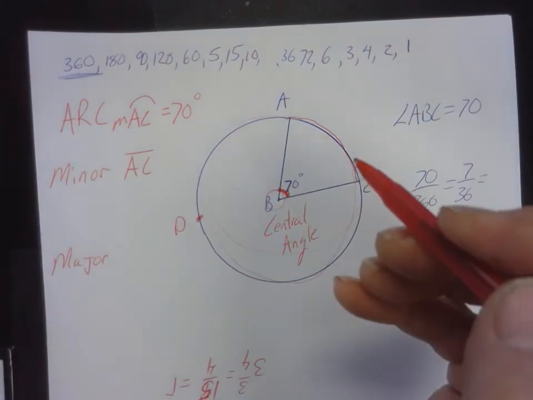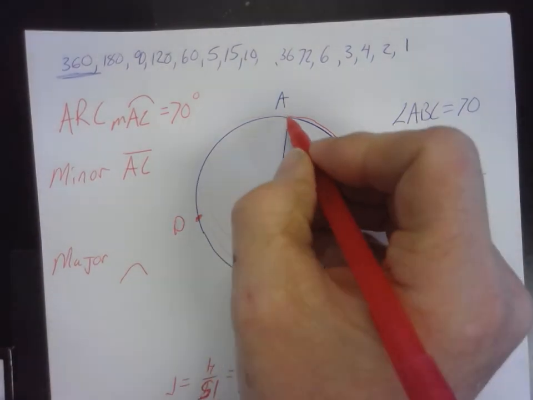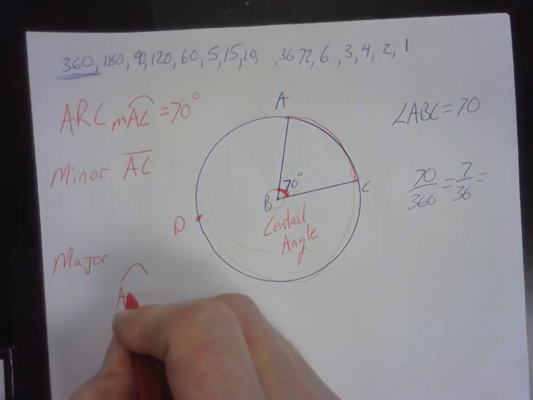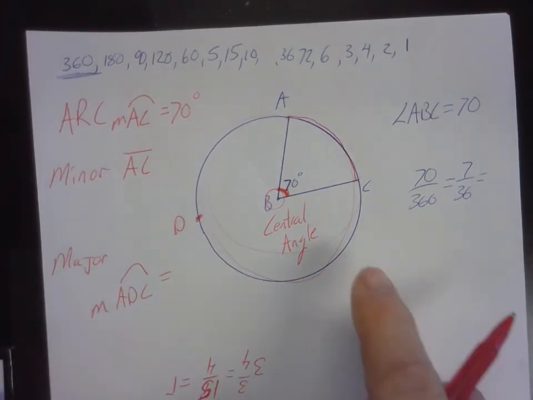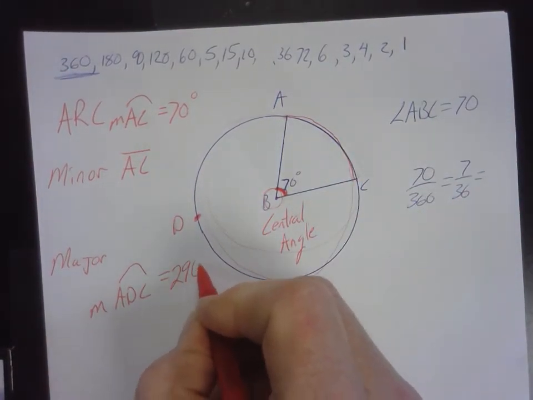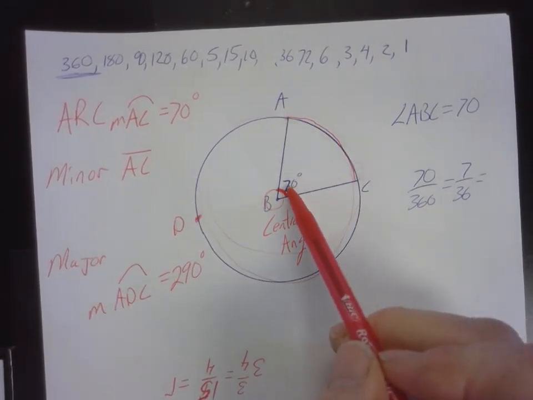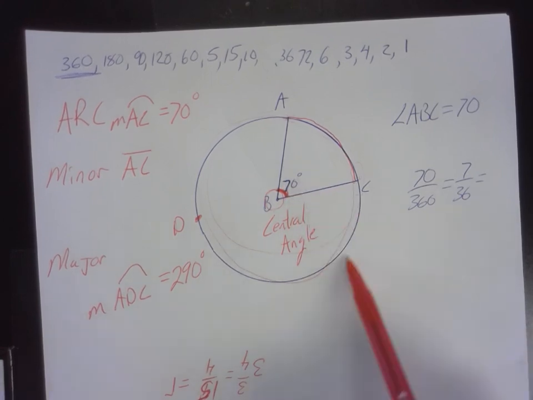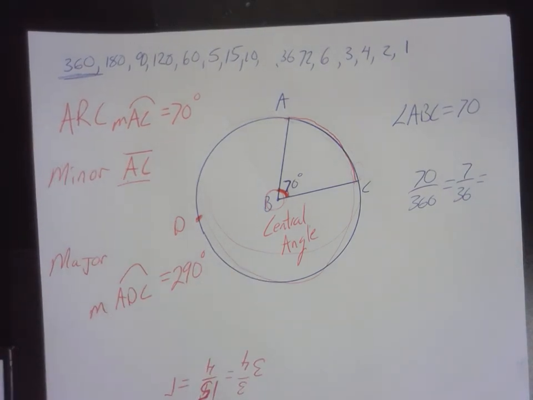Major arcs, when I'm talking about all the way around like this, I would talk about arc ADC. So that would be a major arc. And by the way, we do know what its measure is. It's 360 subtract 70, isn't it? So 290 degrees. So you have a minor arc right here, and it has the same measure as this angle right here. And then you have our major arc coming around like that. So whenever you see something like this, it's always the shortest distance around the circle. Does that make sense? From A to C or from C to A. Pretty basic stuff.